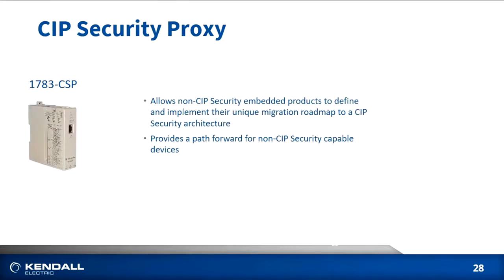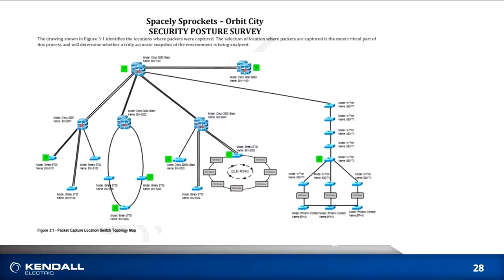Another new product is the 1783 CSP. This is our SIP security proxy. This allows non-SIP security devices to be connected to it. So you might ask, what is SIP security? Well, what SIP security can do is help prevent unauthorized connection to those devices. It can also prevent the modification or tampering of data, or even the viewing of sensitive data.